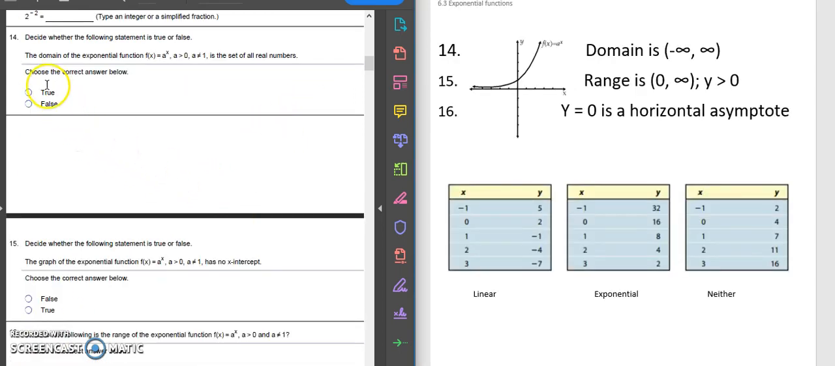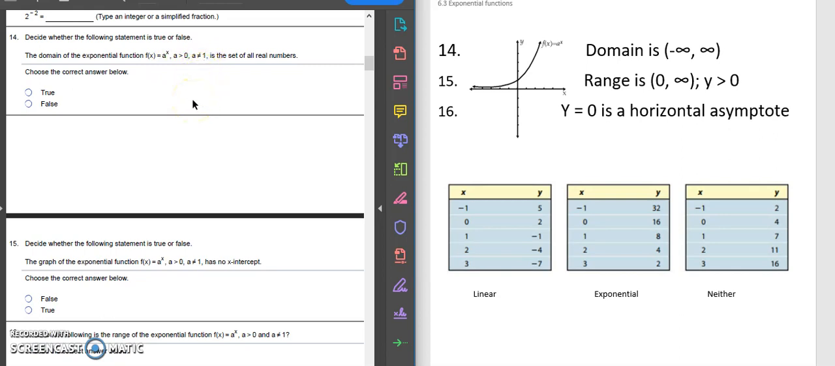Okay, so next we're going to look at 14, 15, and 16. They're all asking about the same thing. They're just asking about the graph of the exponential function f of x equals a raised to the x, where a can be any number that is greater than 0 as long as it is not 1. So the base of your exponential function has to be positive, and it cannot be 1.